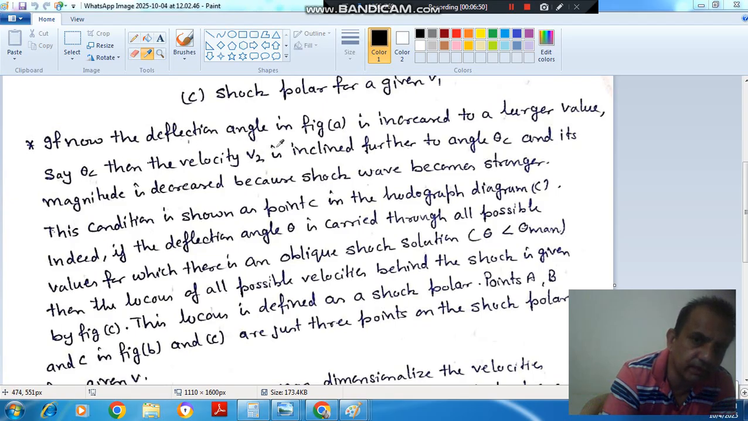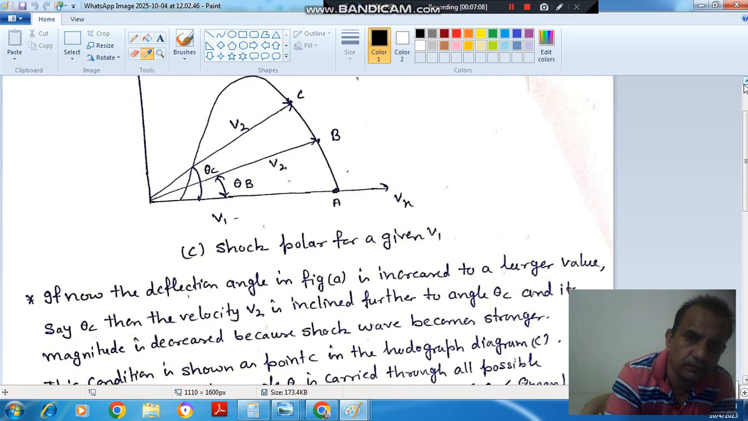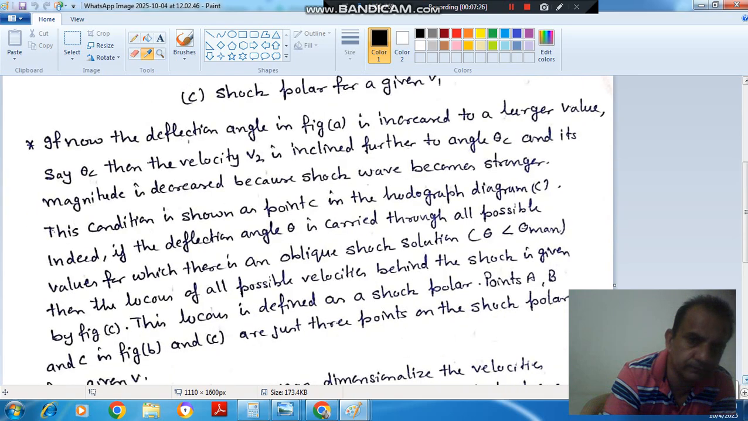If now the deflection angle in figure A is increased to a larger value, say theta c, then velocity V2 is inclined further to angle theta c. Its magnitude decreases because the shock wave becomes stronger. So this point B is for theta b, and for point C the angle is theta c and the velocity is V2. Here the angle is different, the velocity will be different, and the point will be different. This condition is shown as point C in the hodograph diagram.